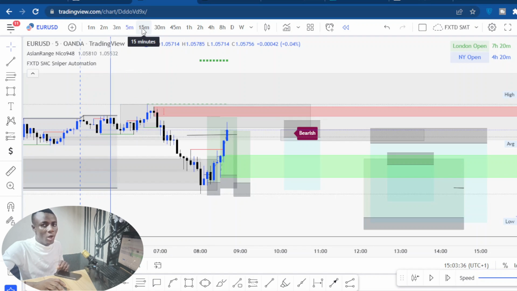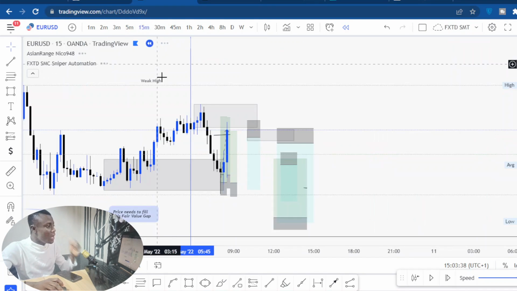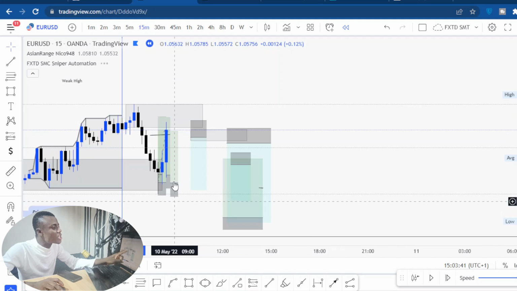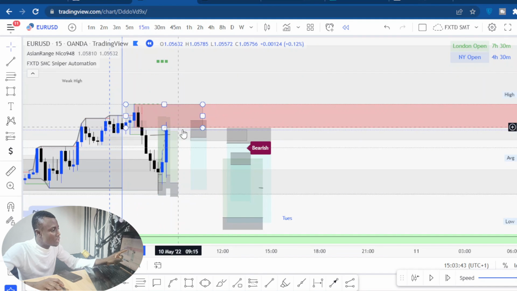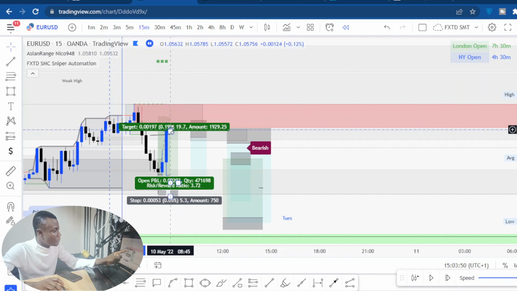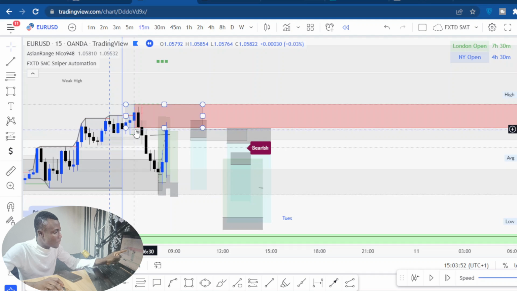I will show you right now on the 15 minutes. And this is it on the 15 minutes. I was expecting that price should react to this. So you can see that on the 15 minute, the indicator is saying it's bearish, right? And there you are on the 15 minutes. So I was expecting that price should.